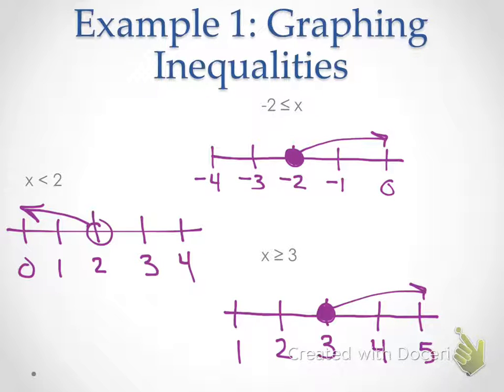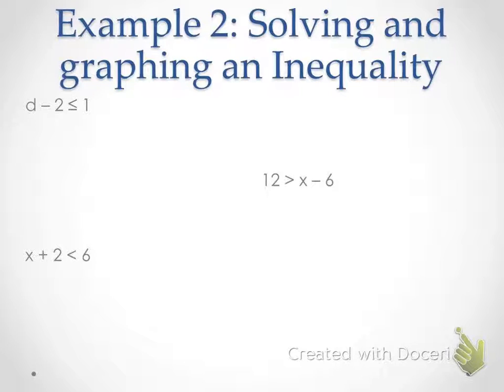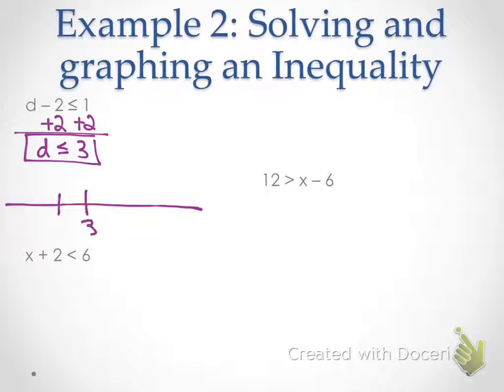Now in example 2, I start solving some of these. Remember, I solve them just like equations, opposite operation. So on the top left, what do I do to solve for D? I need to add 2 to both sides. D is less than or equal to 3, and then I just graph it. Open or closed dot? Closed, and which way does my arrow go? To the left because it's less than.